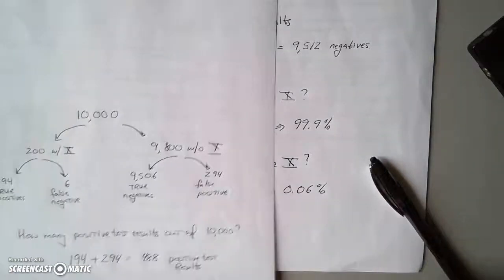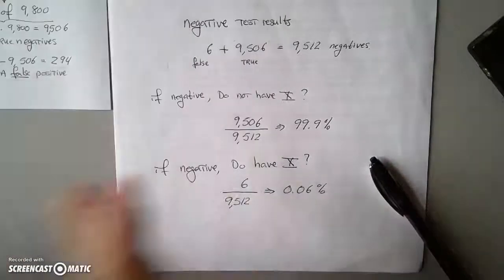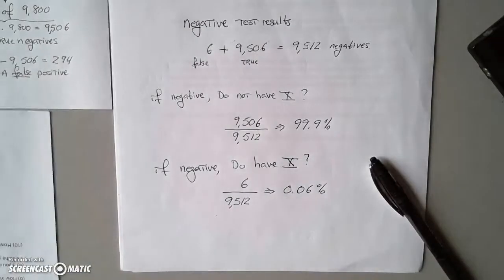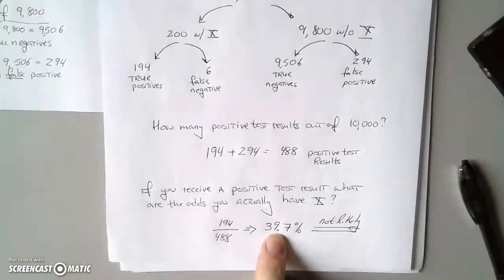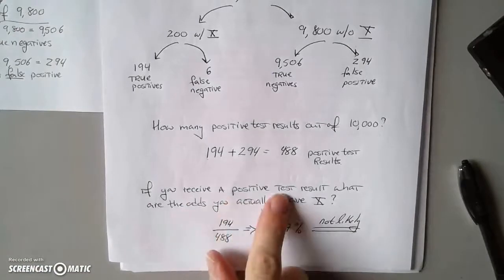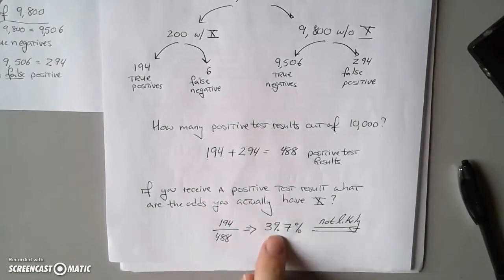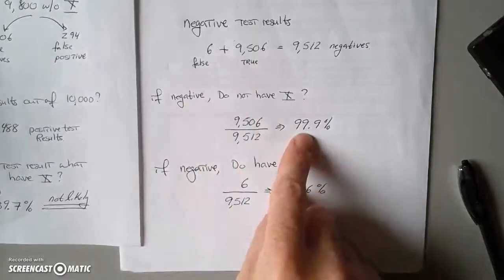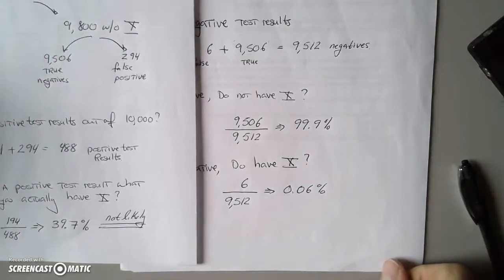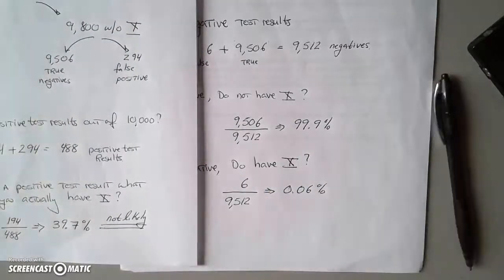So going back over those results, it's tricky thinking about where these numbers go, because if you receive a positive test, the odds of you having the disorder is quite low. If you get a negative result, the odds of not having it are quite high. So these are tricky numbers to deal with. I'll stop there.